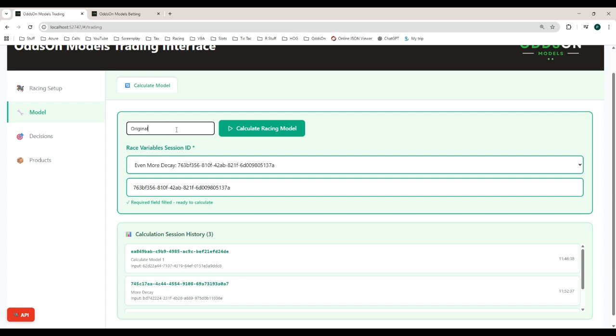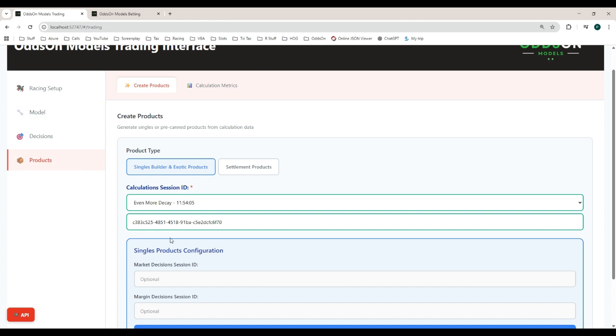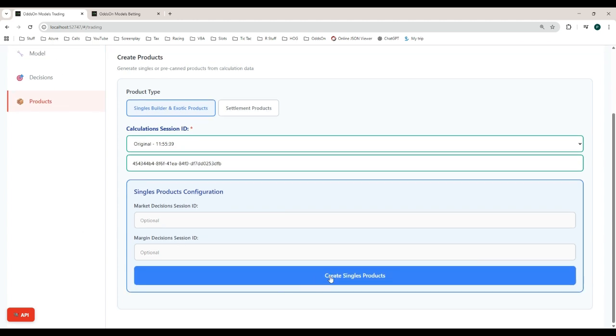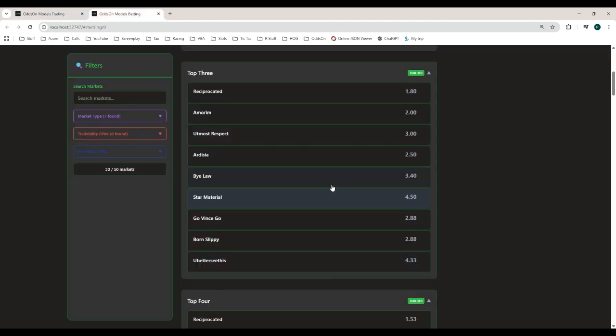So that's original. So I need this to be the original set of variables. So now when I go to product and do original, create the singles, and we're back to where we started. Look, 150 and 170 and 650 and 6.